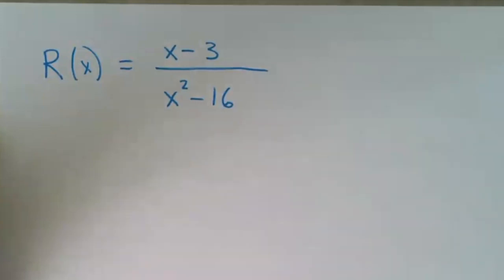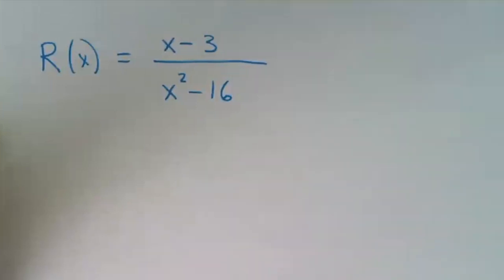So here's our first rational function. We have a numerator and we have a denominator. It's expressed as a fraction, and that's what makes it a rational function. Now, if we look at our numerator, x minus 3, that is already factored down to its lowest terms. If we take a look at our denominator, we have an x squared term minus 16. Now that should be ringing some bells. If it's not, please go take a look at the video on factoring the difference of squares.